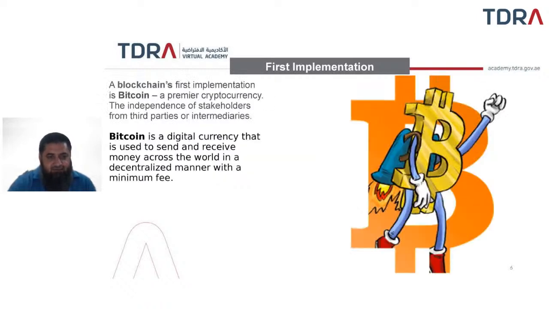The first ever implementation of the blockchain is Bitcoin. This is a cryptocurrency that was introduced by Satoshi Nakamoto in 2009. Before introducing Bitcoin, Satoshi Nakamoto presented a white paper on a peer-to-peer electronic cash system and then implemented it in the form of Bitcoin in 2009.